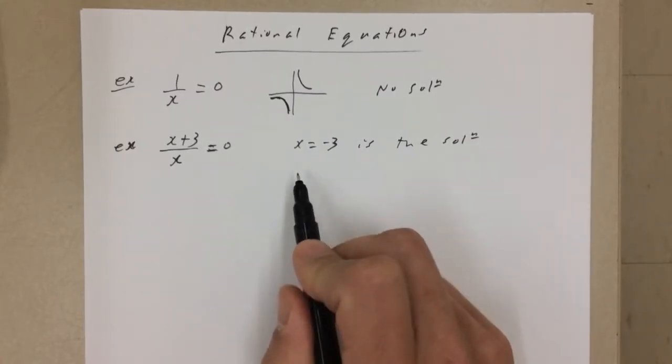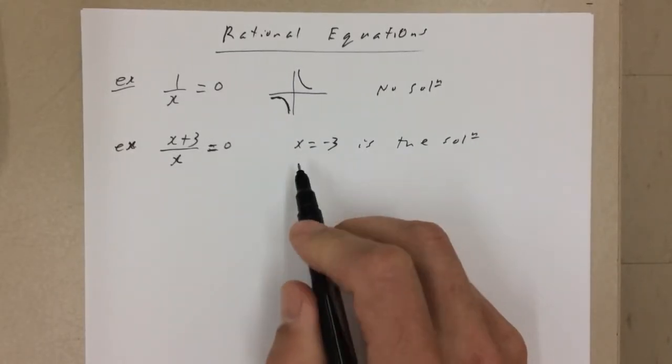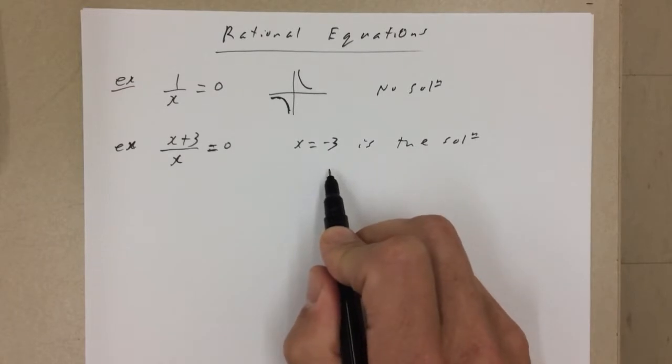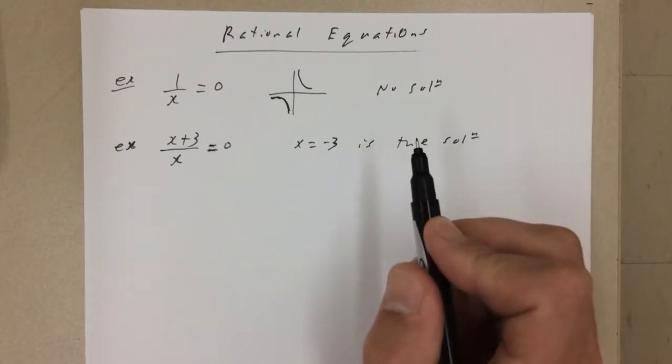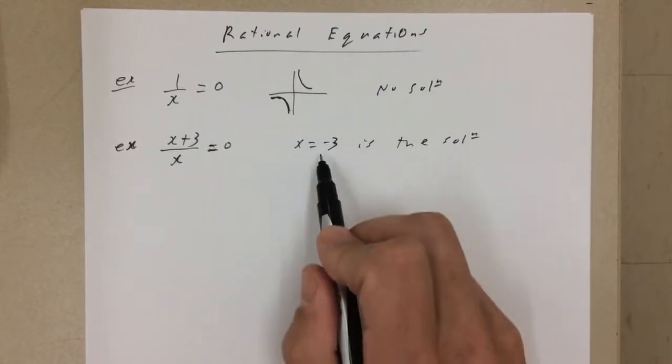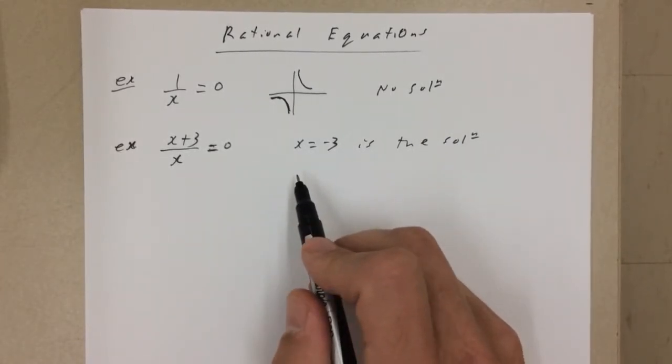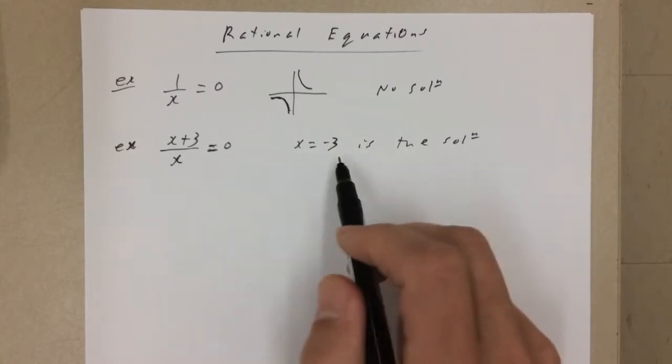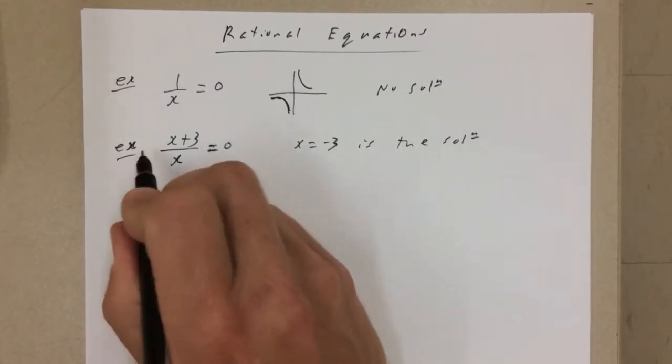Some people might write x equals -3, and then write x cannot equal 0. That just doesn't make sense, because x cannot equal anything else but -3. So we're not listing the things that x can't equal when we're solving the equations.